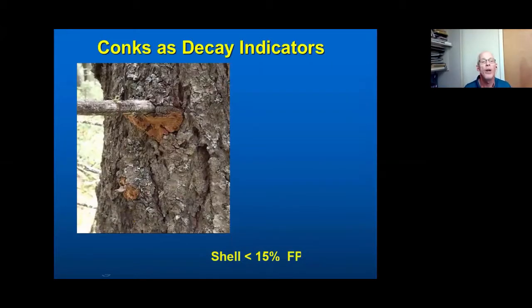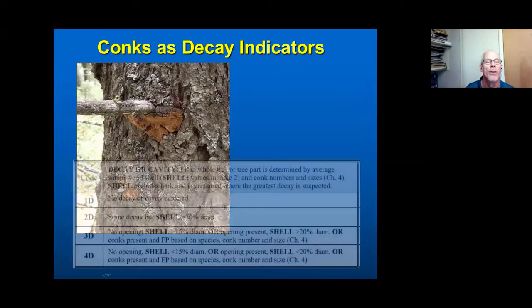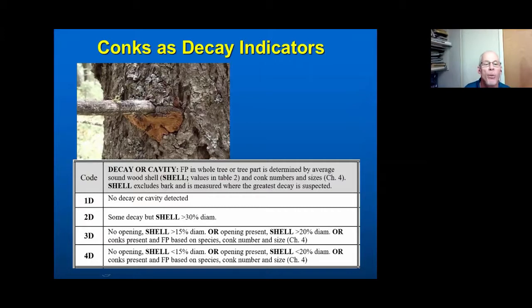Okay, sometimes you use conks as decay indicators when you know which particular decay organism you're dealing with. That would be referring you to chapter 4. You look up the characteristics of that particular decay organism in chapter 4, and then you can use some of that information for determining whether or not it's in the various failure potential categories based on the number of conks.